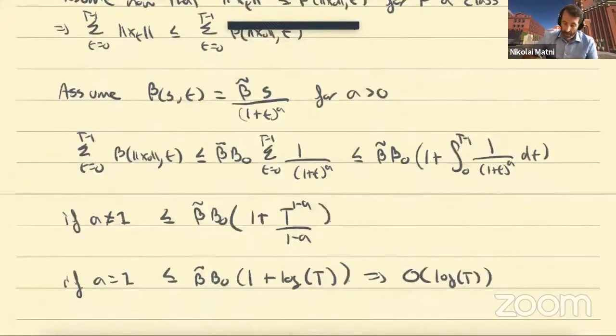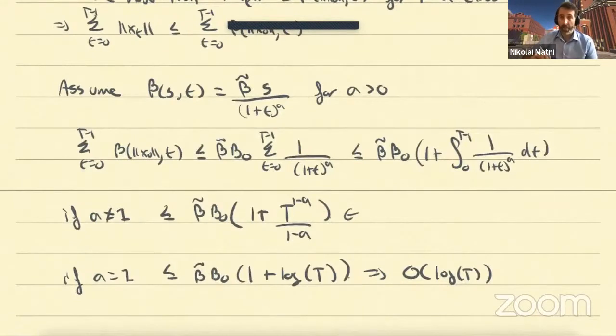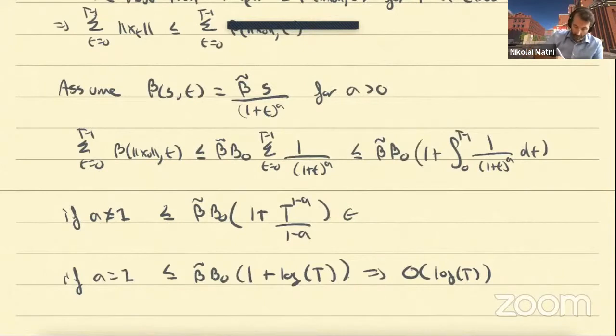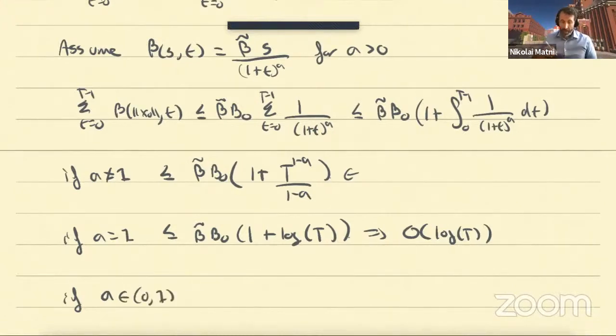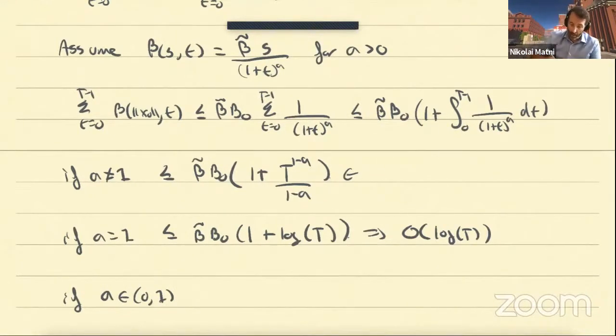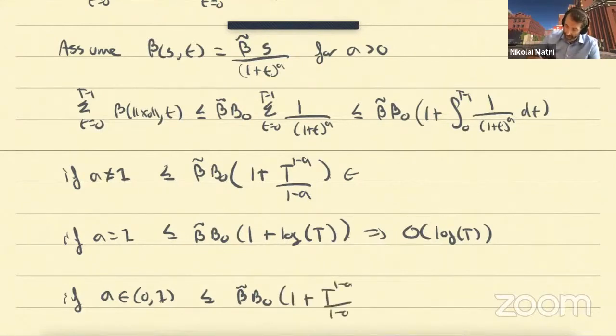What we need to do now, though, is we need to split this condition up and this first bound up into two settings: one where a is less than 1 and one where a is bigger than 1. So if a is less than 1, so if a is in say 0 to 1, then this whole thing is positive, right? 1 minus a is positive, and so I can conclude that this is less than or equal to beta tilde b0 of exactly what I have written.